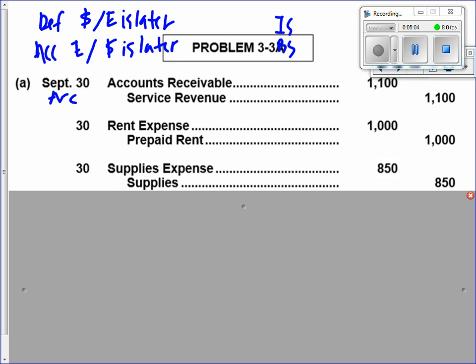Why is it 850? Well, 1,500 minus 650 is 850. I would do that math if I were you, but then all of a sudden you cruise down to supplies expense and it started at 0 and it increased to 850, and it's a really nice way to double check your math. Would you agree?